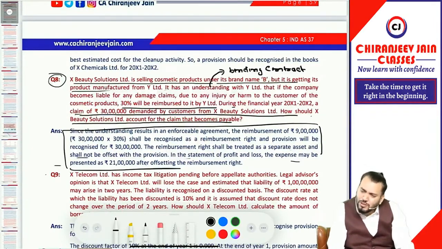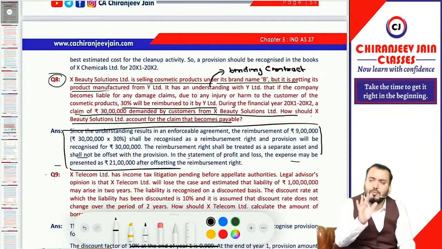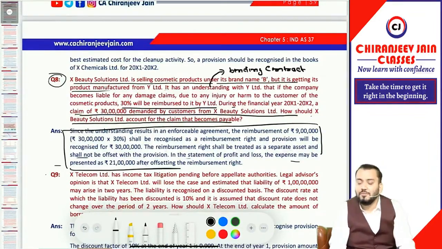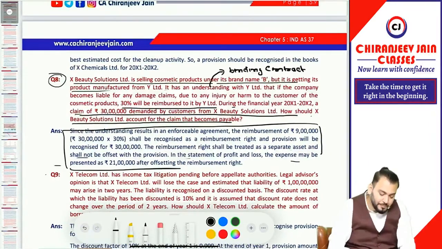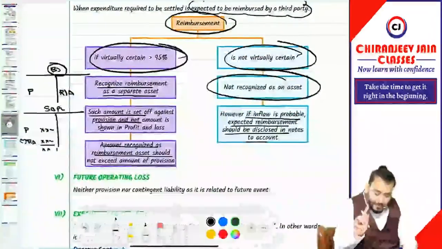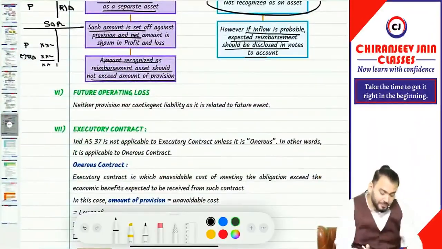Bolna yes or no? Most of 99% students will say what? 21 lakh. Because... understood? Simple. But simple question or not? Simple. Coming to next point.